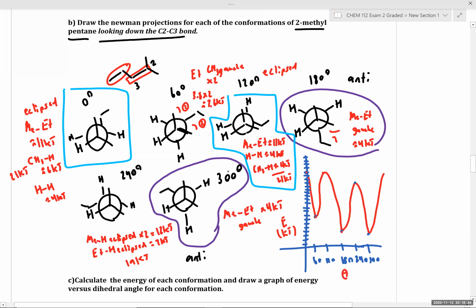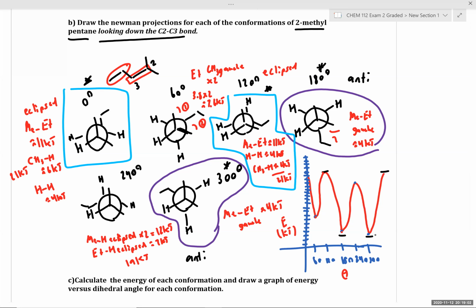So we actually have 2 identical structures that are the lowest in energy, the 180 and 300 degree structure. And we have 2 structures that are the highest in energy, which are the 0-degree and 120-degree structure. This is reflected in our graph by the fact we have 2 high points in our graph and 2 low points.